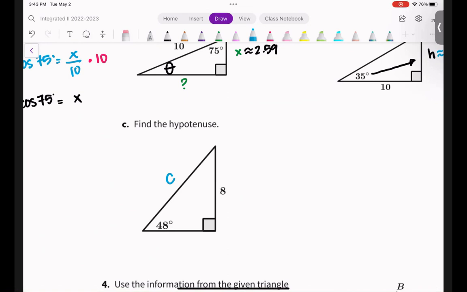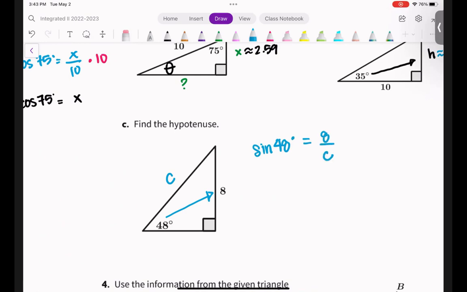Okay, so now that you're back, again, there's 2 ways to go about this. They gave me the hypotenuse and they gave me which side? Which side did they give me? Maybe you're like, oh, Ms. Johnson, they gave me the opposite side. Very good. So they gave me opposite and hypotenuse. So which function is that? Is that sine, cosine, or tangent? Very good. You said sine. So it's sine of 48 degrees equals 8 over c.